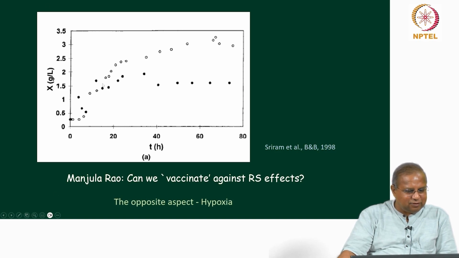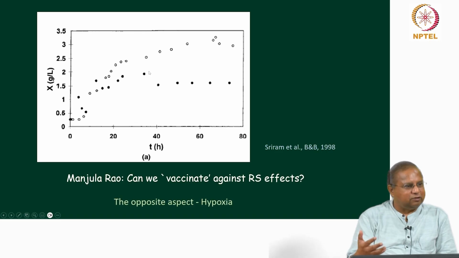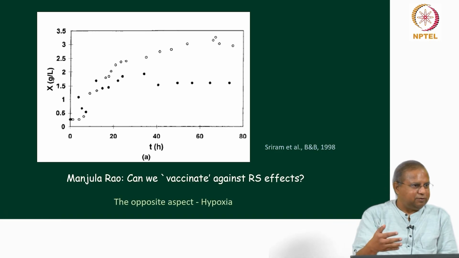So the solid circles are with LPOS and the open circles are with aeration. This was the reason why we got into reactive species research, because we knew that reactive oxygen species was causing this drop. Hypoxia is different. Hypoxia means not enough oxygen, but it is being provided at a reasonable rate. Less oxygen condition, whereas hypoxia is about 1% or so.